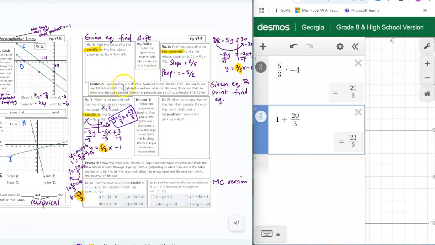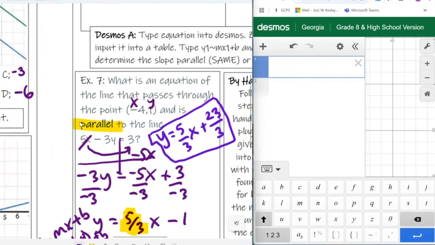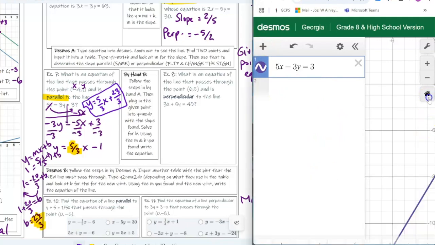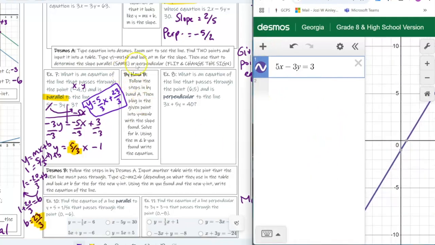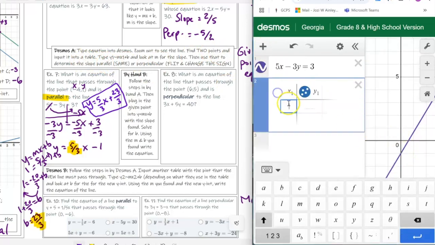So it says type the equation into Desmos. I'm going to check my answer because I'm definitely not doing your question. The equation was 5x minus 3y equals 3. All right, so type it into Desmos, zoom out to see the line because I can't see the line. So let's hit home. All right, there's my line. Find 2 points and input into the table. So 2 points, boom. I need to input it into a table, so that's going to be plus and then table.